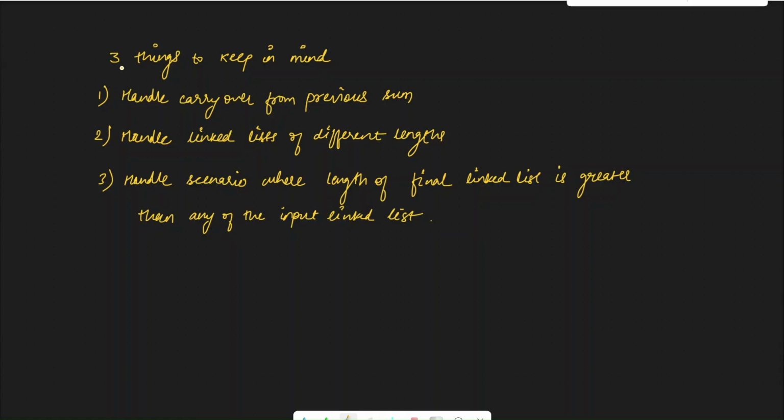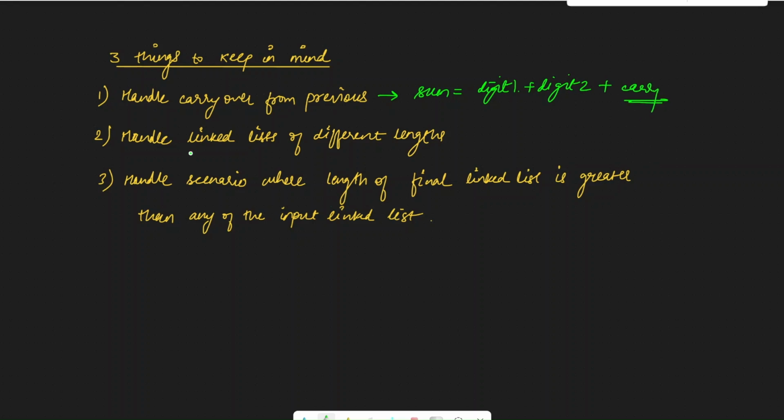So ultimately, the 3 things that need to be kept in mind while approaching this problem is, we need to handle the carryover from the previous sum. So in this case, in total of L1.val plus L2.val, we had to add the carryover as well. So the way we are handling this is, in sum of digit 1 plus digit 2, we are also adding the carryover.